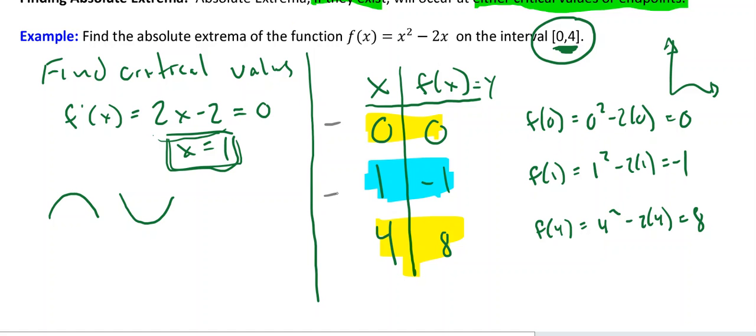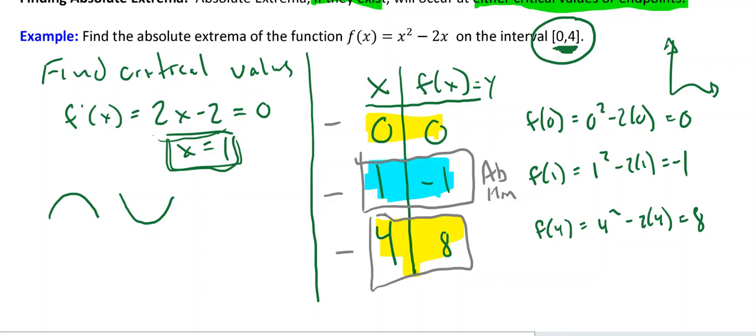So what is the absolute minimum? It is the lowest point on the graph, which is negative 1. There we have our absolute minimum. And the absolute maximum would be the highest point on the graph, which is right here at (4, 8), the absolute maximum point. That's because this is the largest y value and this is the smallest y value. And that's how we find the absolute extrema.